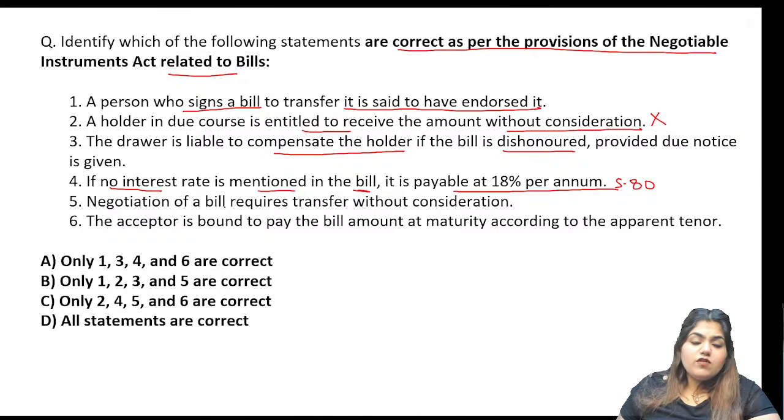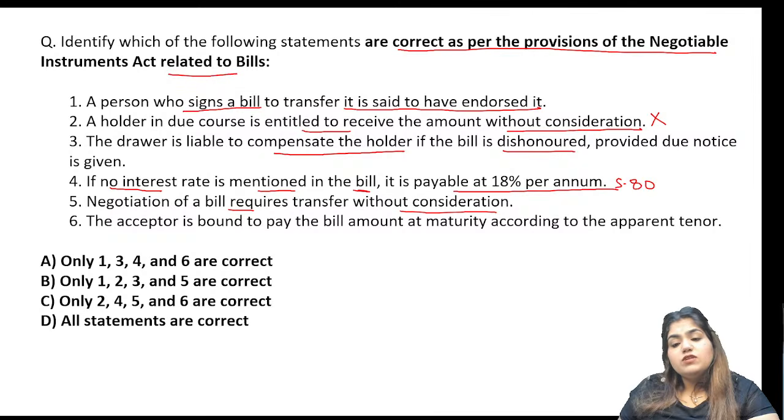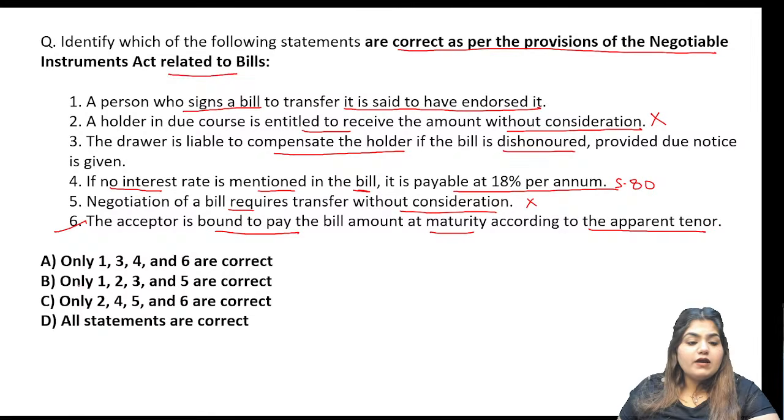Next, negotiation of a bill requires transfer without consideration. No, negotiation must be for consideration only. This statement is incorrect. The acceptor is bound to pay the bill amount at maturity according to the apparent tenor. Yes, this is correct. Statement number 2 and 5 are correct. That will make A the correct answer.